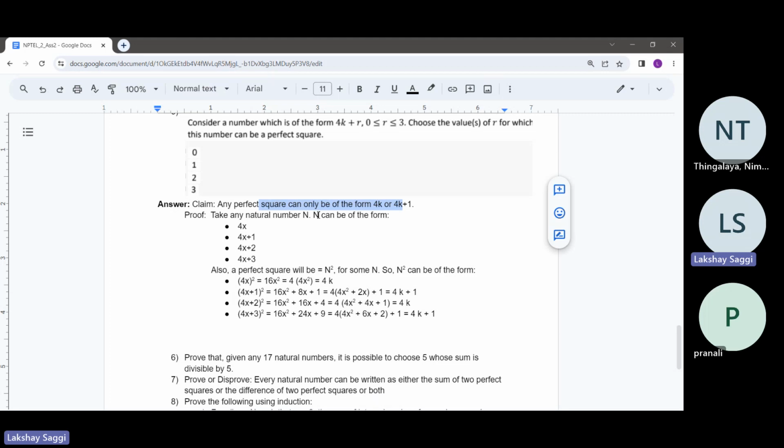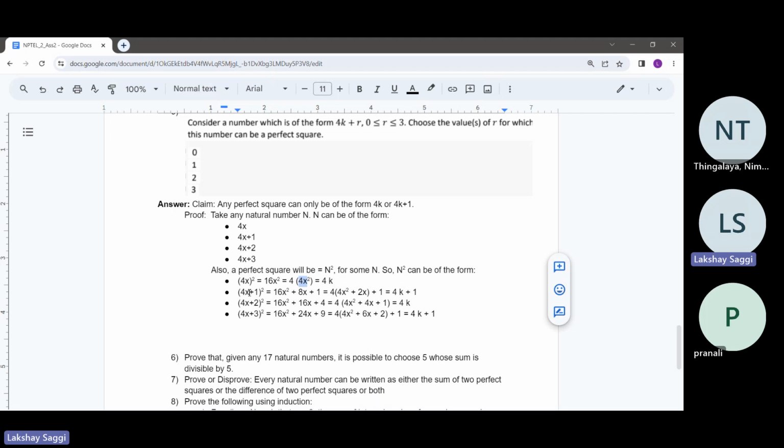And we know that any number n can be written in the form 4x, 4x plus 1, 4x plus 2, or 4x plus 3. Now squaring for all these cases, I get some of these. So in case 1, I'll take this 4x square as the k. If the number was of the form 4x, then I can write its square in the form 4k, where k will be equal to 4x square.